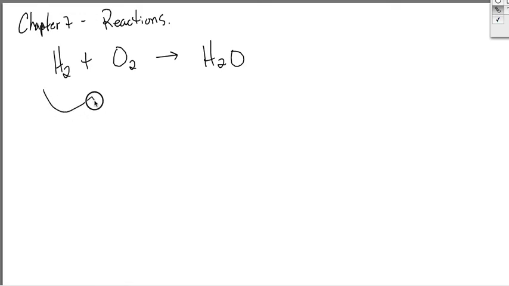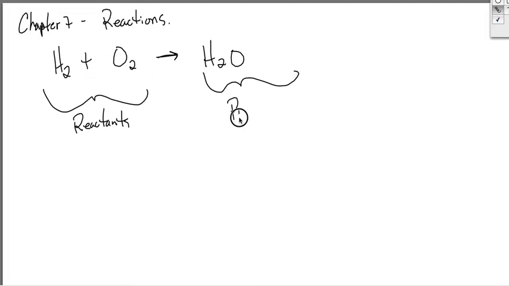And you have to know that the species, the compounds, whatever you want to call them, the elements on the left side of the arrow here are going to be called our reactants. So you must know that hydrogen and oxygen are the reactants. Anything on the right side of the chemical equation, which is describing a chemical reaction, these are our products. Okay?